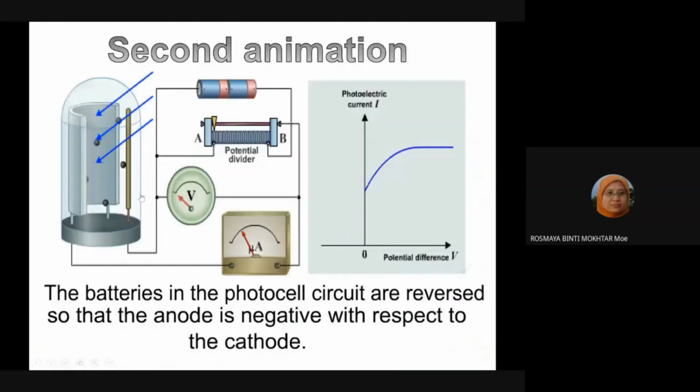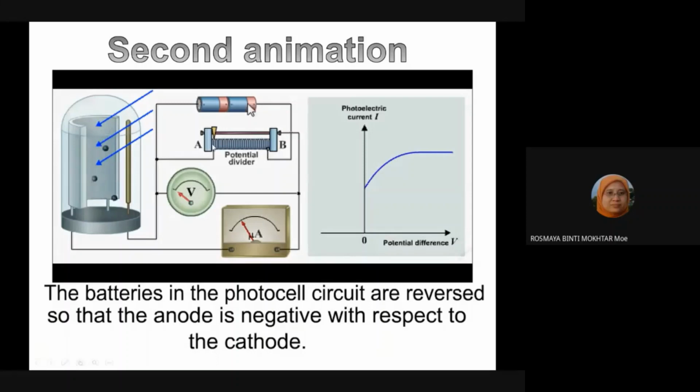Okay, so now refer to the second animation. We reverse the battery. In other words, the cathode becomes the anode and the anode becomes the cathode. So what happened? The photoelectric current is decreasing. It still has a value but is decreasing as we increase the voltage here, which is now negative voltage. So it stops until no more current flows. Even if you increase the voltage further, still no more current flows.